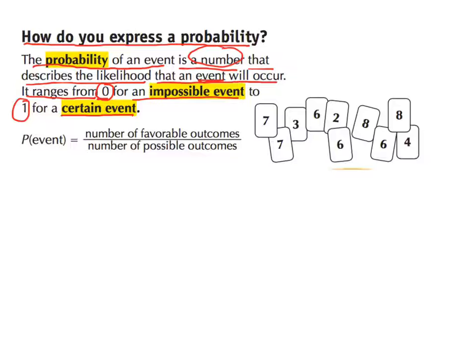We write the probability as a fraction. So probability of an event. How do you read this? Probability of an event is equal to the number of favorable outcomes divided by the number of possible outcomes. We will try to understand this by doing examples. So how do you find the probability of an event? It is a fraction of the number of favorable outcomes divided by the number of possible outcomes.